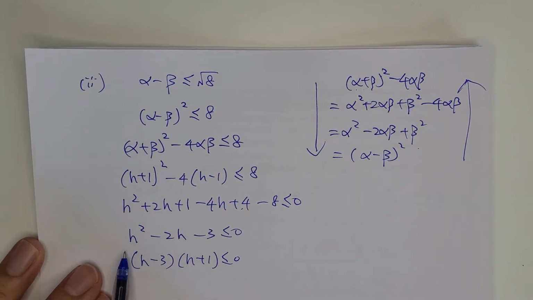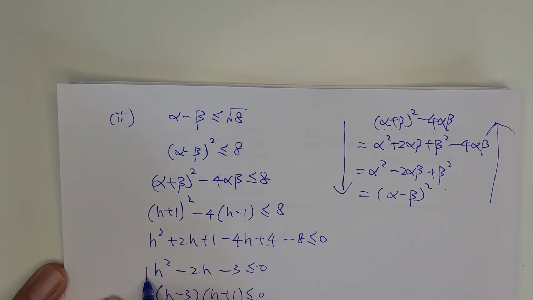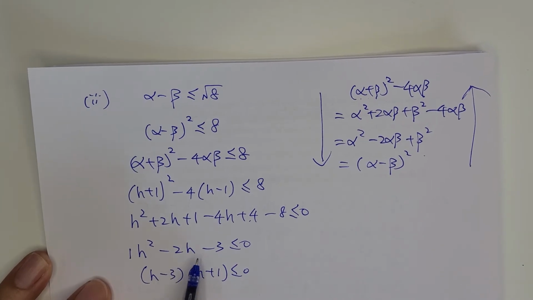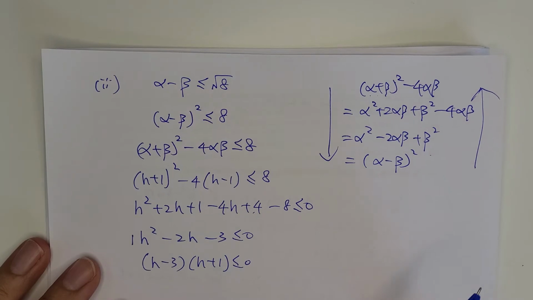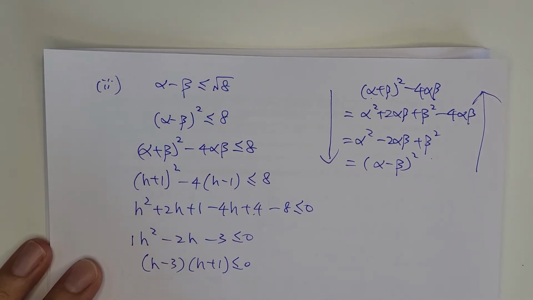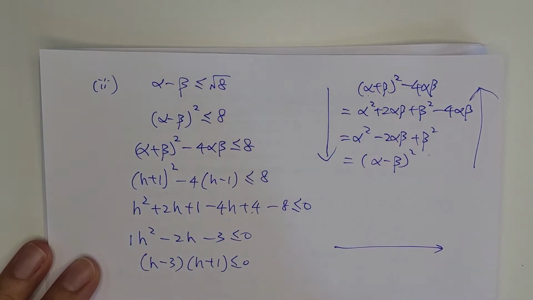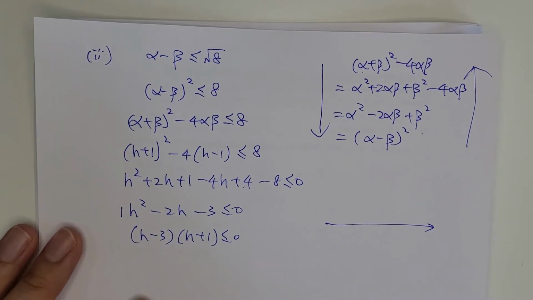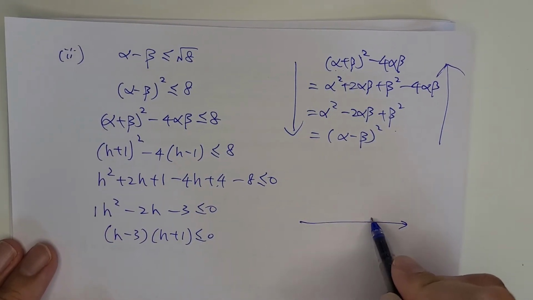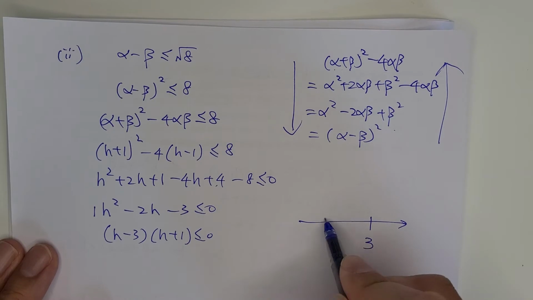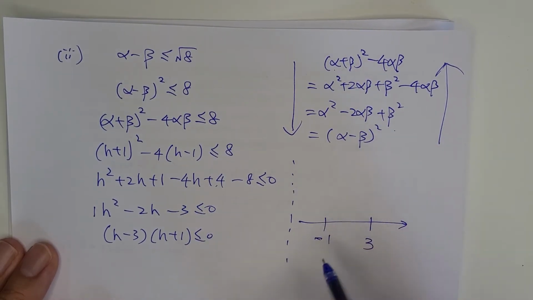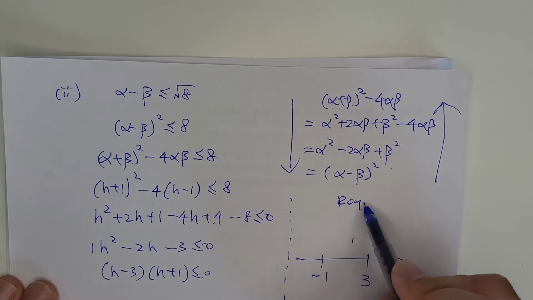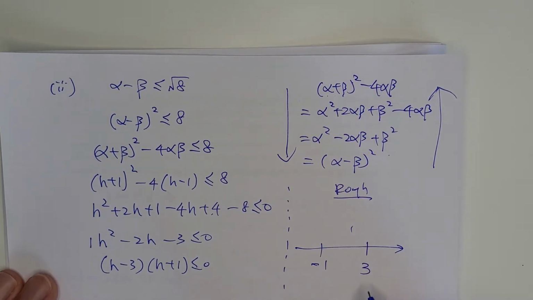That becomes h minus 3 and then h plus 1 less than or equal to 0. Some of you may try to use the calculator to plug in 1, -2, -3 directly, and you can apply the quadratic formula in the calculator to find two answers. One of them is 3 and the other one is -1. But you need to draw some graph in your rough work like this, not just write down the answer directly.